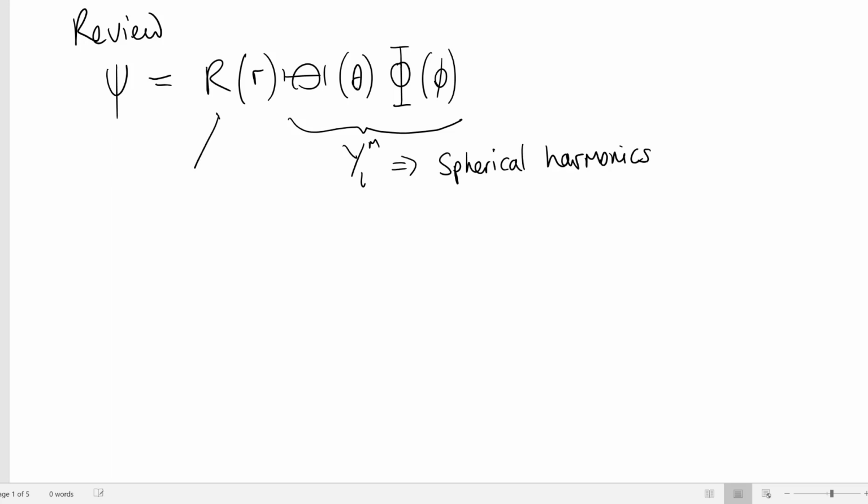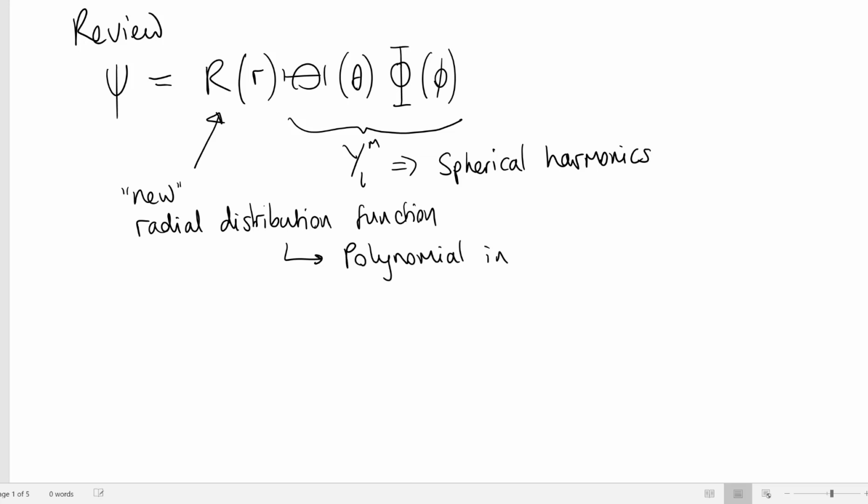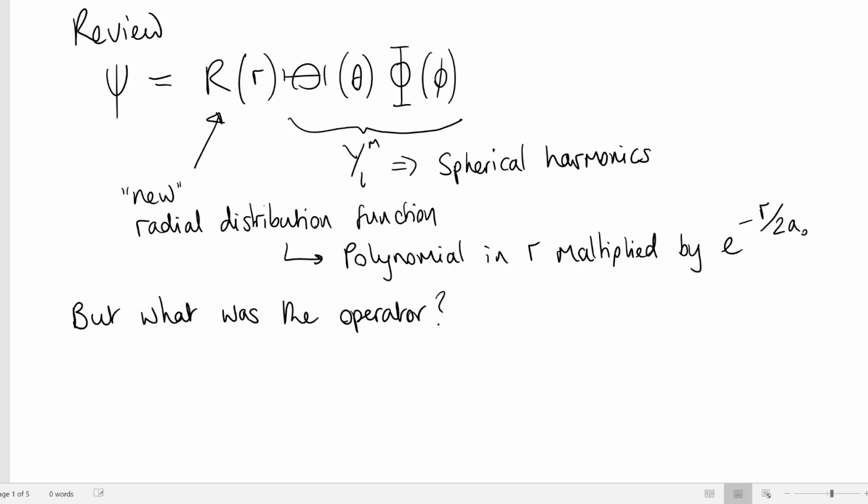And we've also recognized that we have this new radial distribution function, and that function is a polynomial in r multiplied by an exponential that's e to the minus r over 2a naught for the hydrogen atom. But let's for a second ask ourselves what the operator was, and we'll think about the mathematics of this.